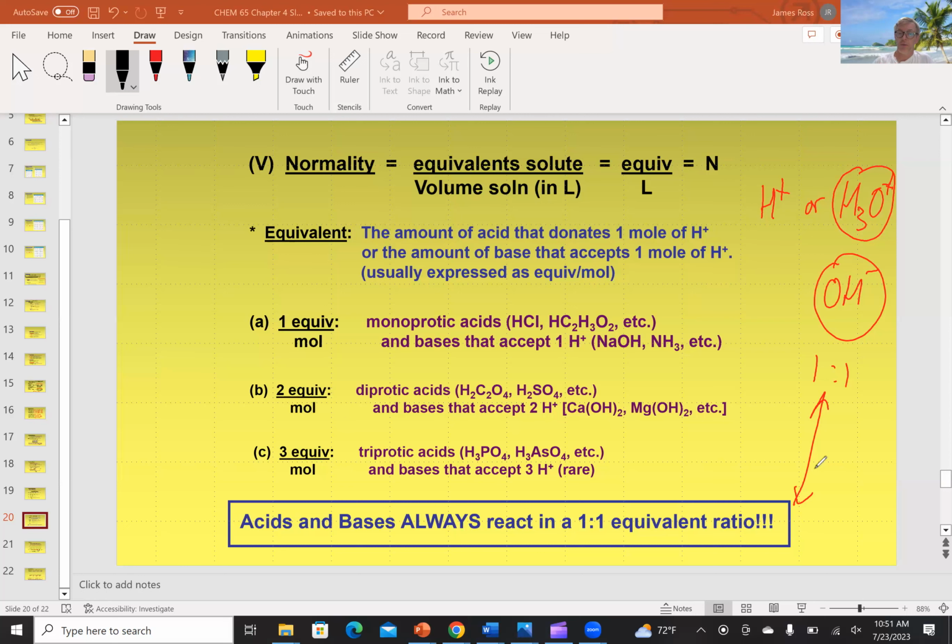Now, what's not always in a one-to-one equivalent is the moles per equivalent. That can change. So for example, if I have a monoprotic acid like HCl, 1 mole of HCl gives me one equivalent, H. But if I take something like a diprotic acid, oxalic acid, 1 mole of H2C2O4 gives me 2 H's. So that would be 2 equivalents in a mole. If I take a triprotic acid like phosphoric acid, then 1 mole of phosphoric acid gives me 3 moles of H. So the equivalents are always one-to-one, but the equivalents to moles can vary depending on the polyprotic nature of the acid.